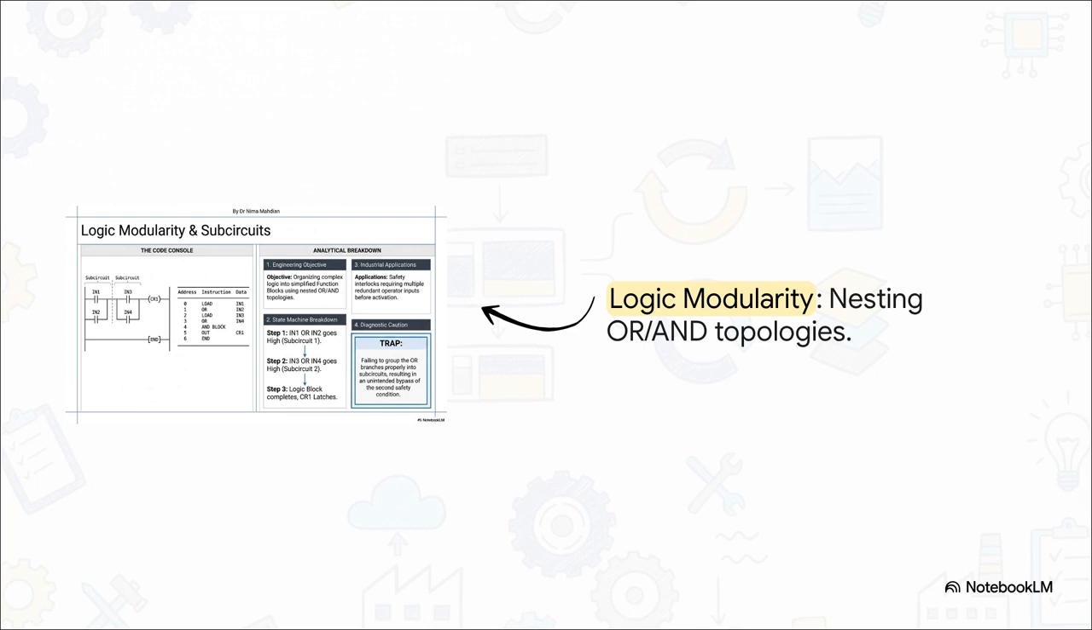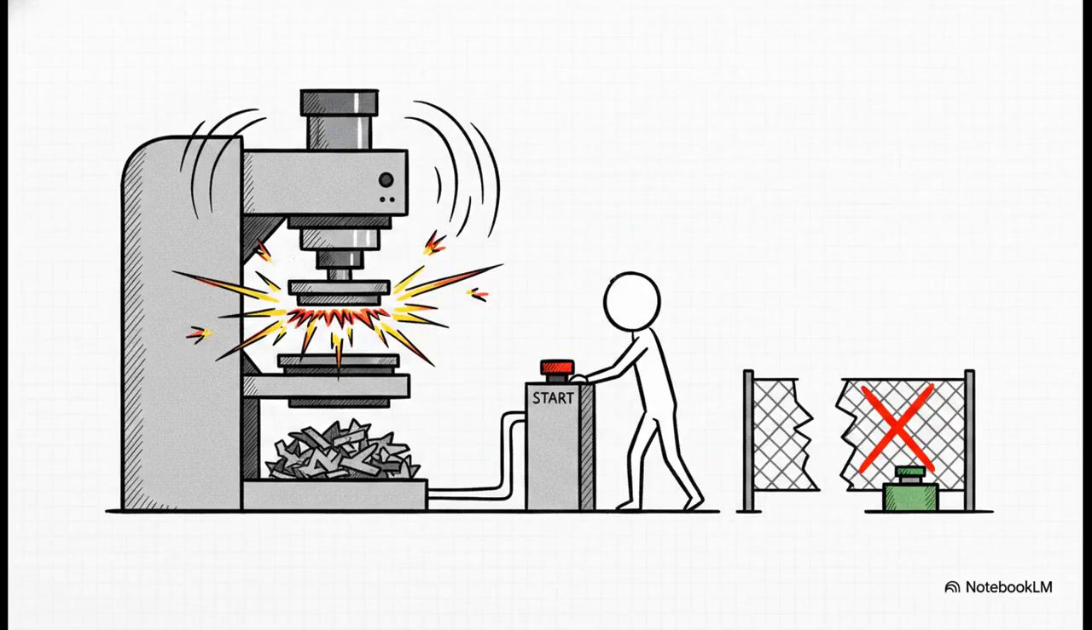So, step 1, subcircuit 1 goes high. Step 2, subcircuit 2 goes high. Step 3, the logic block completes and CR1 latches. Simple, right? But I have to issue a really stern engineering warning right here.